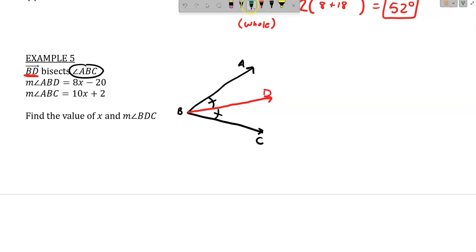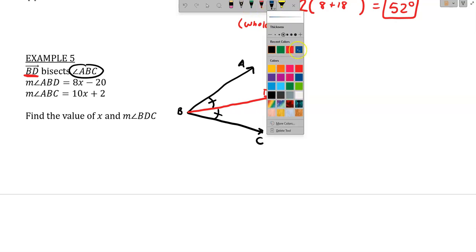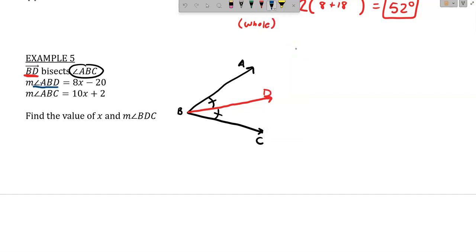So let's identify what we need to use in this problem. So we have ABD, so let's label that in blue. I like really color coding this stuff, it really helps a lot. ABC, mark that across, and so what I see here is, blue and green cannot be equal, but since blue is a half and green is a whole, then what we're essentially going to do is take 2 times the blue angle, and equal it to the entire thing. So this would be 2 times 8x minus 20, and then that is going to equal our whole here, which is 10x plus 2. So there is our setup, 2 times a half equals a whole.